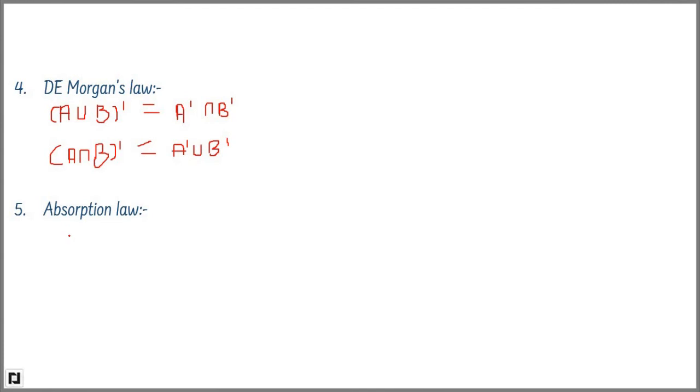Now the last law is absorption law. It has two rules. First is A union (A intersection B), then it is equal to A. The next rule is if we have A intersection (A union B), we have it equal to A.